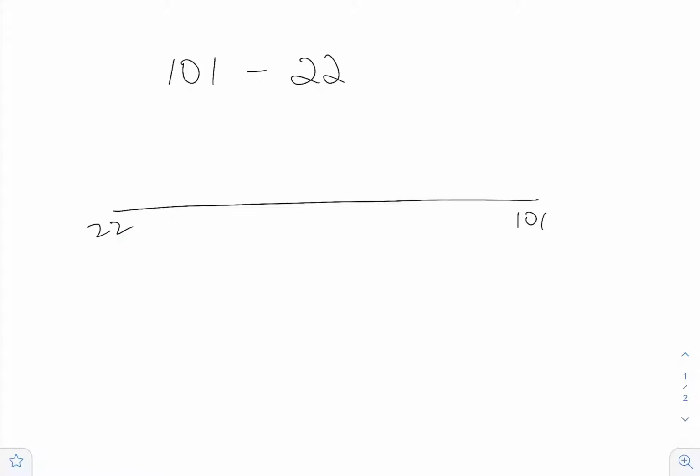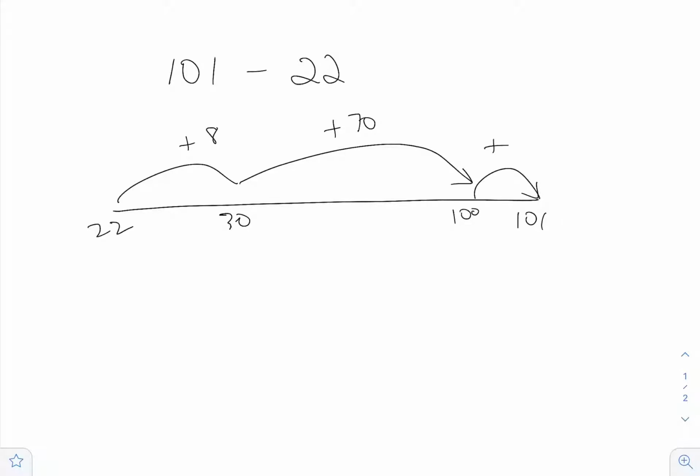What do we add on to 2 to get to the next 10? Well, we can go plus 8, and we would get 30. What do we have to add to 30 to get to the next 100? We're going to add 70. That gets us to 100. And then how do we add to get to 101? Well, we add 1. And right here, you add the sum up, you will get 79, because 8 plus 70 plus 1 equals 79. The difference between 101 and 22 equals 79.